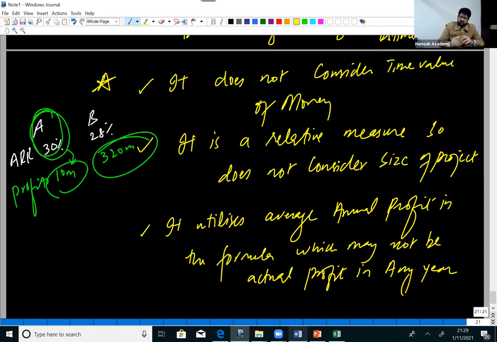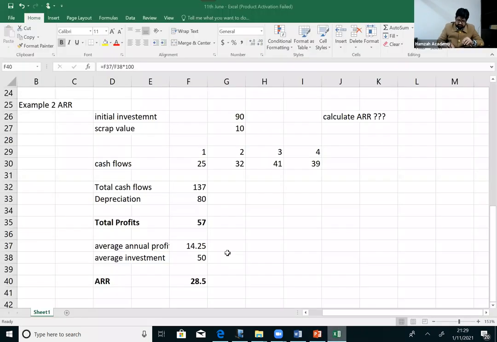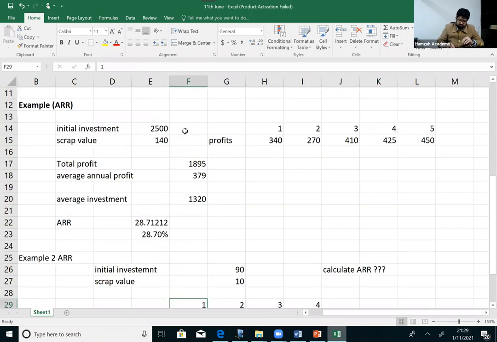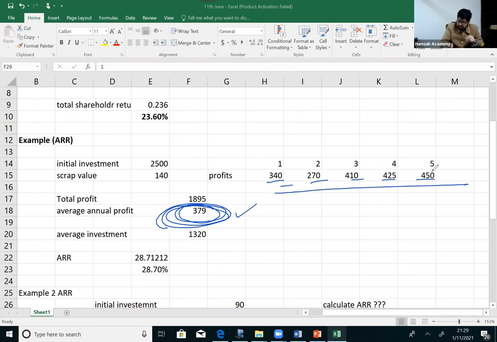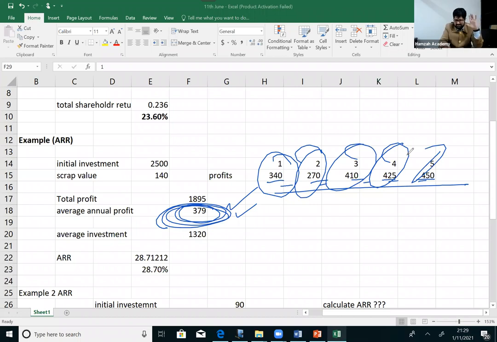Now, just see here. Here is the example of ARR we solved. We said annual, these are the actual profits every year. We used average profit, average of all. You see, this average is not in any year. It is not occurring in any year. You can see. So the formula is utilizing average annual profit, which is not occurring in any year. You can see.